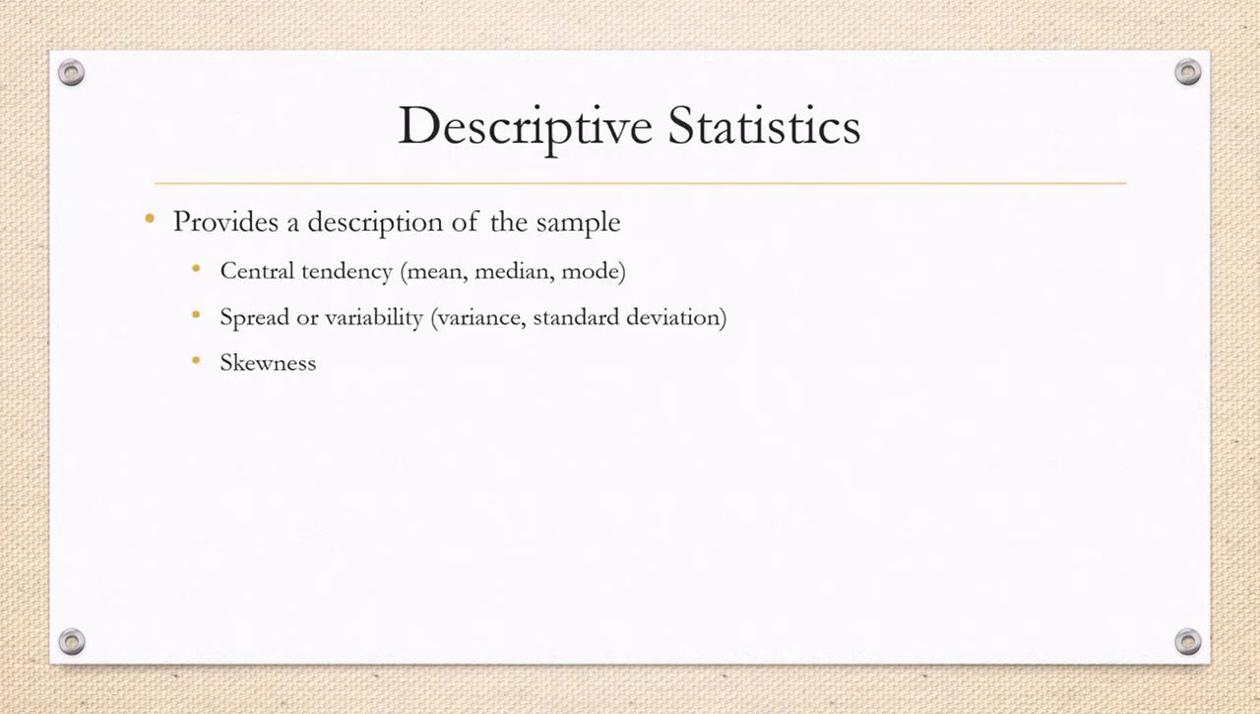So what kind of descriptive statistics do we have? We can describe a sample by talking about the central tendency of the data, using such things as the mean, median, and mode. We can talk about the spread or variability of data, which includes the variance and standard deviation. And we can also talk about the skewness, which is the extent to which it is symmetrical around a central point.